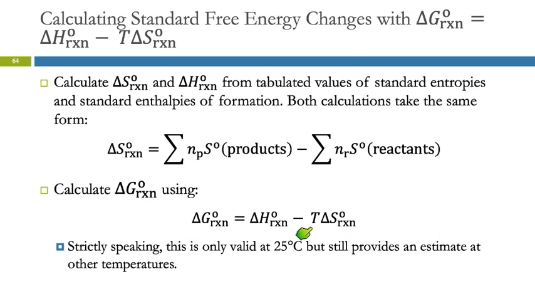So then we're going to use this equation. Now, since we're talking about standard conditions, strictly speaking, this only works at 25 degrees Celsius, right? But it gives us an estimate at other temperatures. So if we want to do it at some other temperature, we can plug a different value in here for T. We have to understand it's not going to be exactly right, but it'll be close. And it certainly might be close enough to tell us whether it's spontaneous or not.